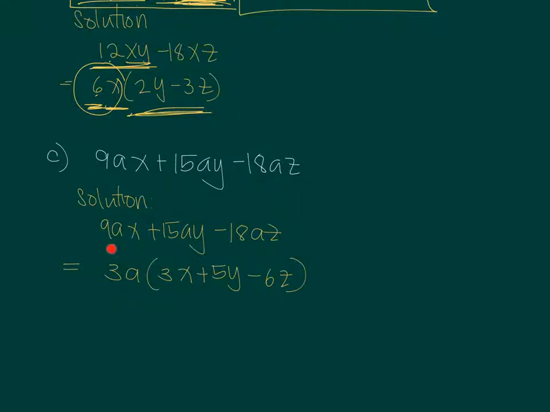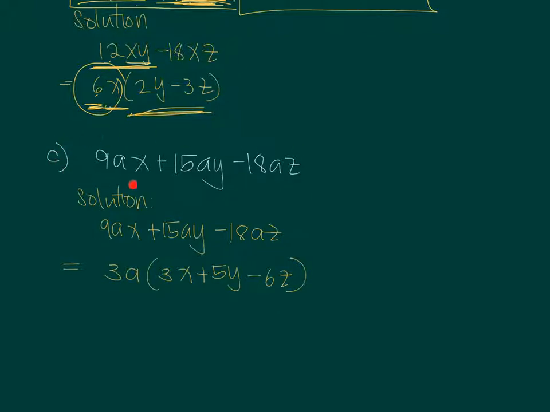So if you will be factoring out 3a, that means dividing by 3a. 9ax becomes 3x, so that's 9 divided by 3, that's 3. a is cancelled, and then you have the x. Then for the second term, 15 divided by 3 is 5. Then a and a will cancel, and then you have the y remaining. And for minus 18az, 18 by 3, that's minus 6. And then a will cancel, and then z will be with the 6.